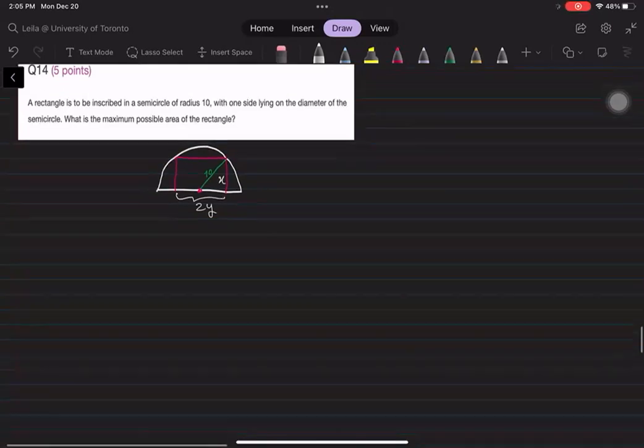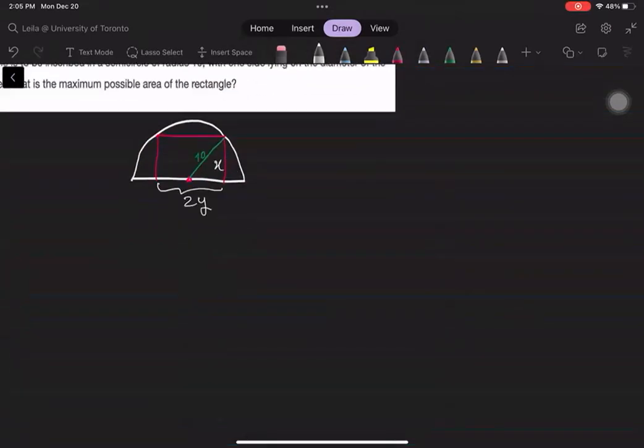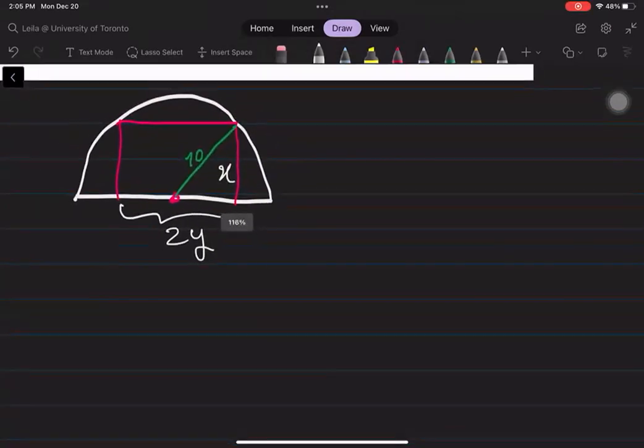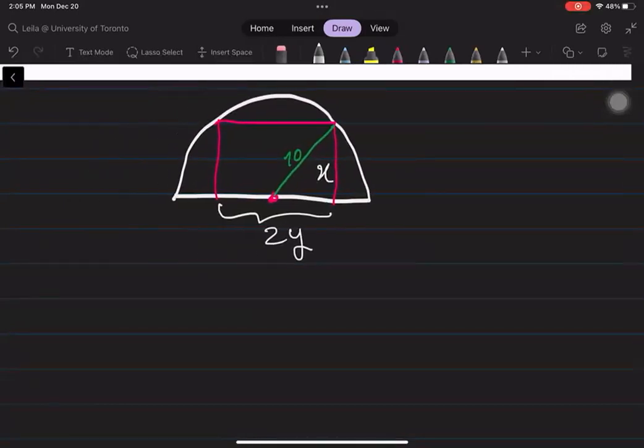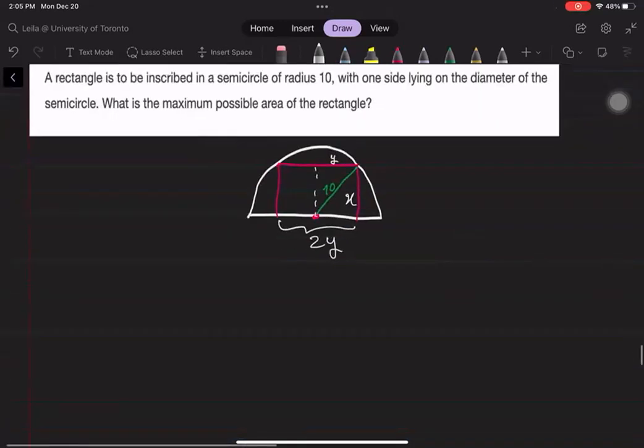So for this question, you have a rectangle inside a semicircle. Here for the sides of my rectangle, I put x as this side and y as this part. You can label it another way, it doesn't matter, but I just didn't want to have a divided by 2.